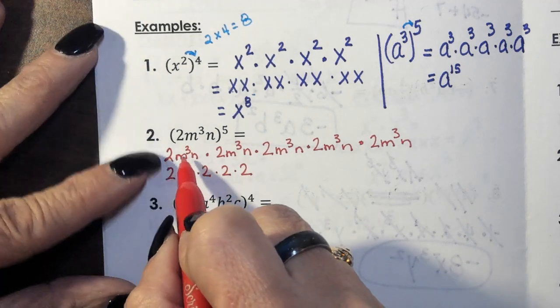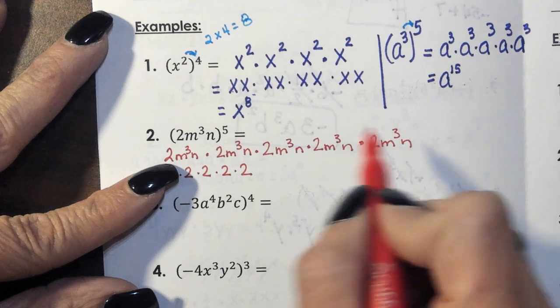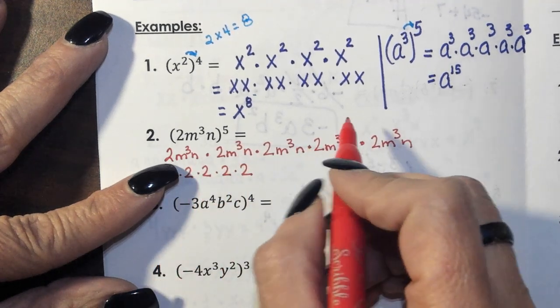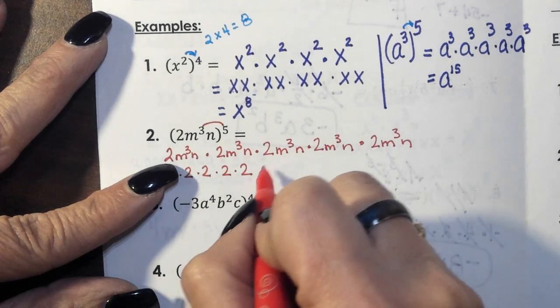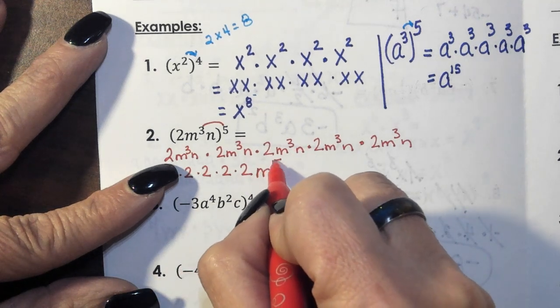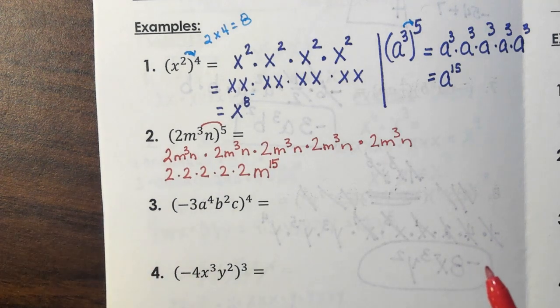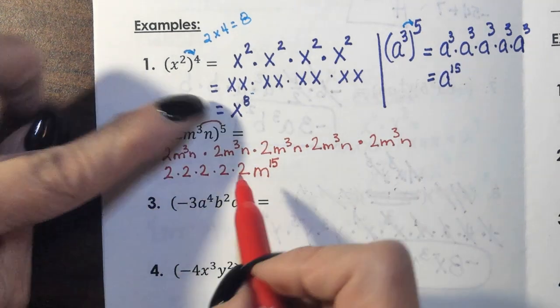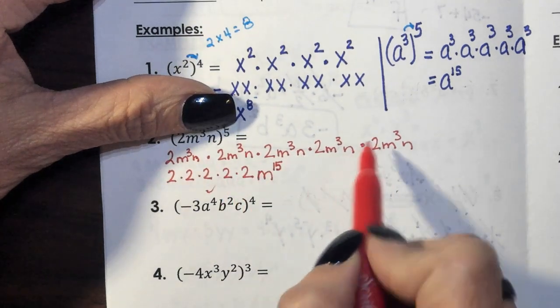And then we would do our m's. 3m's, 3m's, 3m's, 3m's, 3m's. So 1, 2, 3, 4, 5 m's. And you might say, oh, well, 3 times 5 is 15. So there are 15 m's. But what about the n? Well, ignore this part. Let's just count. 1, 2, 3, 4, there's 5.